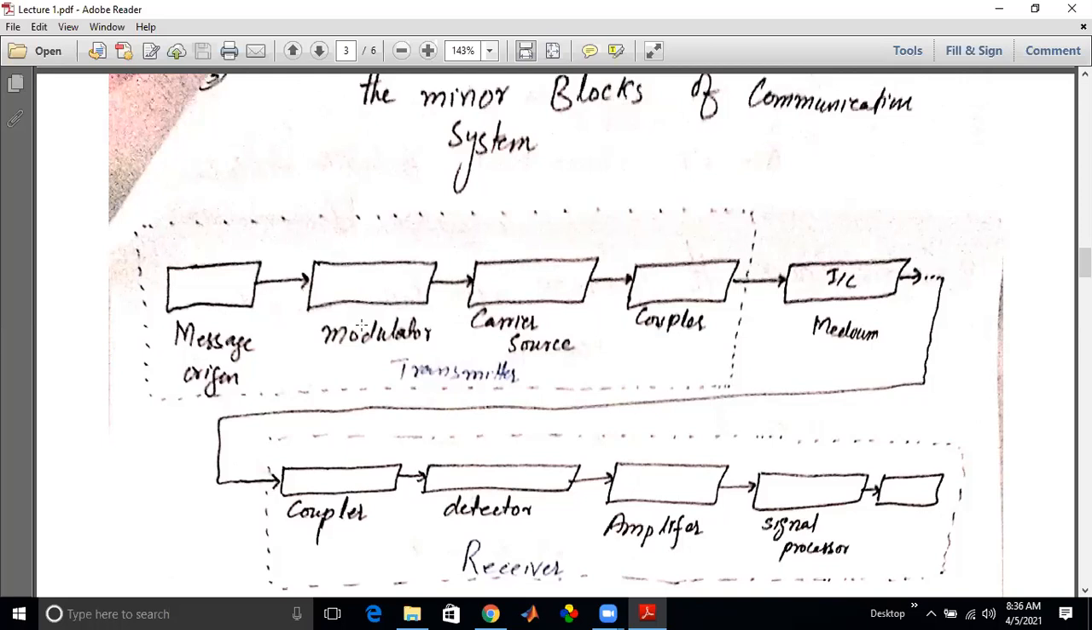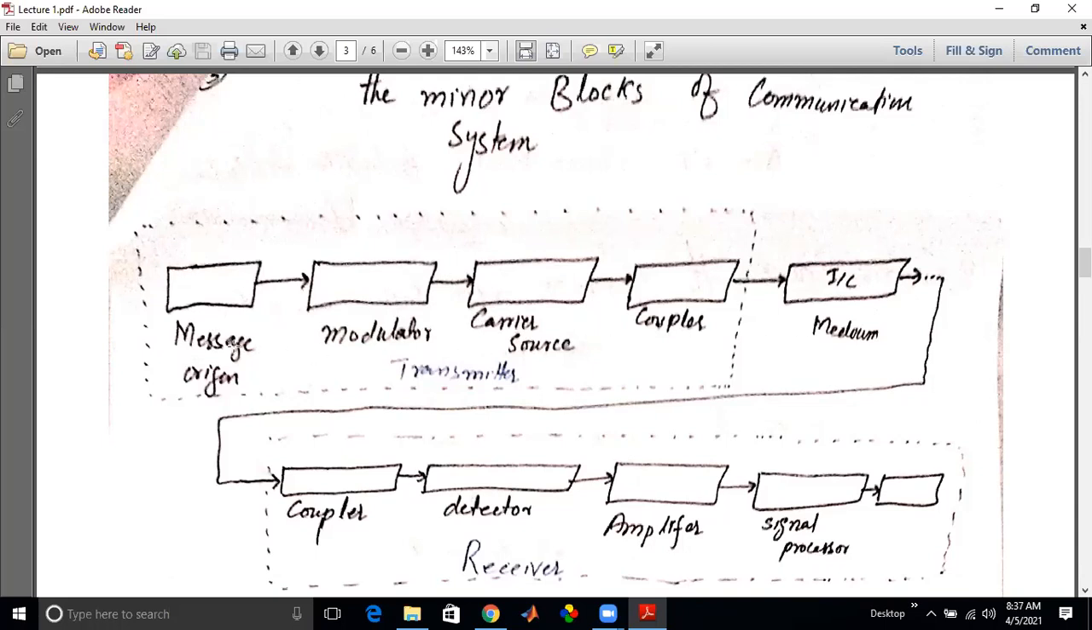We will study modulation briefly here also, but for modulation we need a high frequency. The high frequency will be generated by the carrier source. This block will generate the high frequency signal, and the message signal will be placed over this carrier, and then it will be sent toward the information channel.